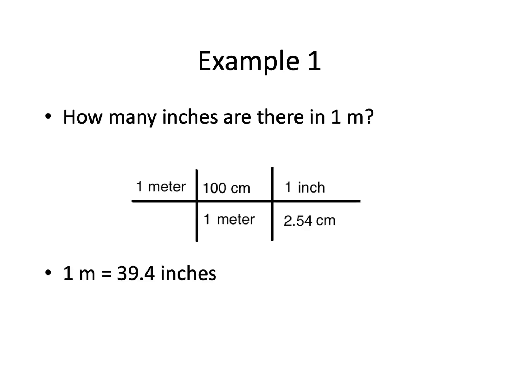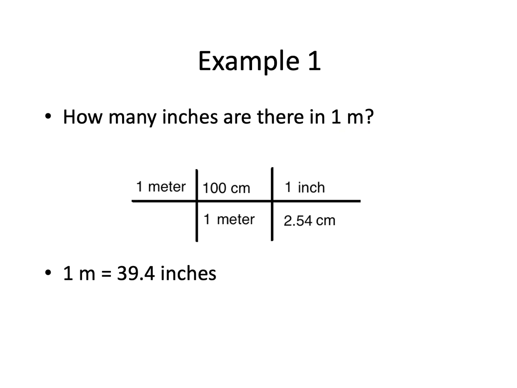Now, next I want to look at sort of the process of how we do this unit conversion in a systematic way. So let's look at an example, and this is a pretty straightforward one. How many inches are there in 1 meter? All right, so we want to start with meter, and we want to convert it to inches. And so we need to get rid of meters and have inches left over.